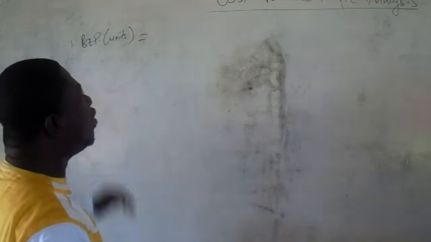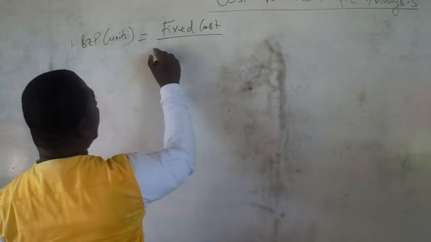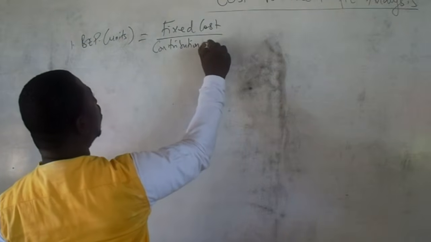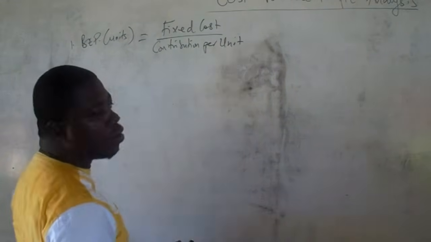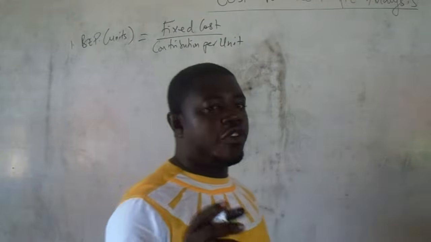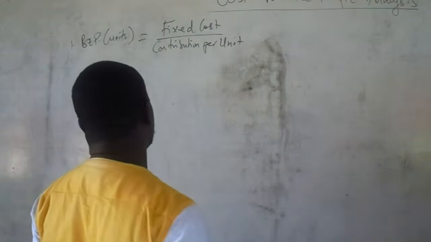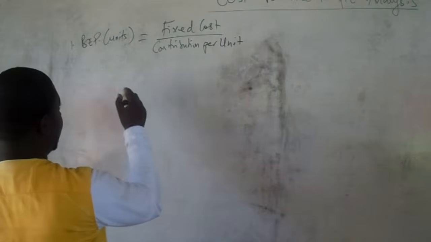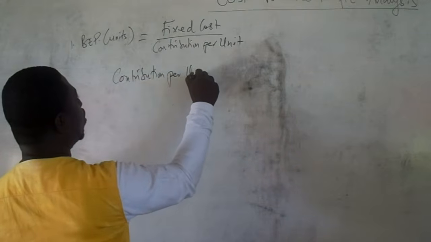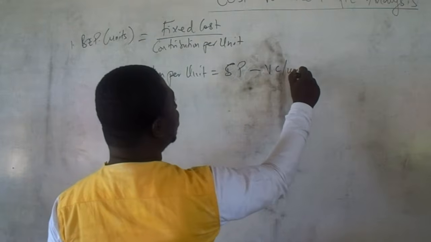And so our break-even point in units, the formula should be your fixed cost over your contribution per unit. Fixed cost over contribution per unit. That is the formula for break-even point in units. Of course, let us remember that contribution per unit is your selling price minus variable cost per unit. Let us not forget that. The contribution per unit equals our selling price minus variable cost per unit.